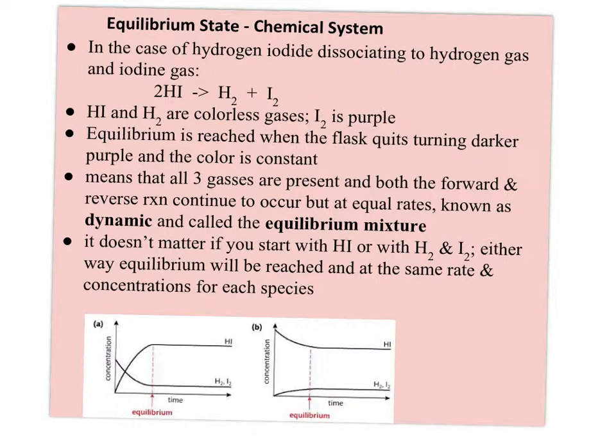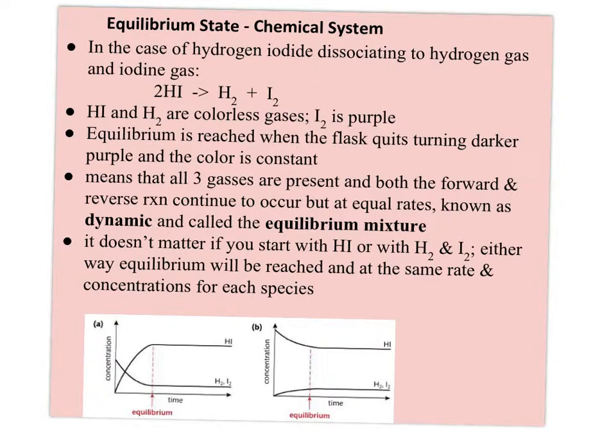So here's an example of hydrogen iodide dissociating to hydrogen gas and iodine gas. The hydrogen iodide and the hydrogen are both colorless, but the iodine gas is purple. So you'll know you've reached equilibrium when the flask quits turning darker purple and the color remains constant. And that means at that point all three gases are present, and their concentrations are going to remain constant because the forward and reverse reactions continue to occur, but at equal rates.